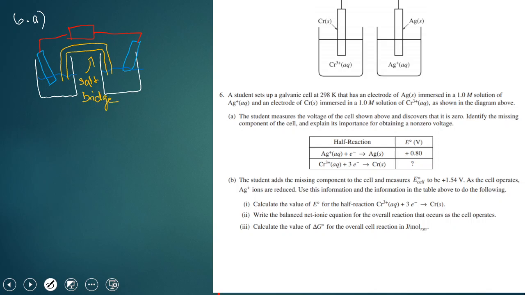Okay, so we've identified that we're missing the salt bridge. Now, what exactly does the salt bridge allow us to actually do? Keep writing in orange, because why not? The salt bridge allows for the migration of ions. So, migration or movement of ions to both anode and cathode.